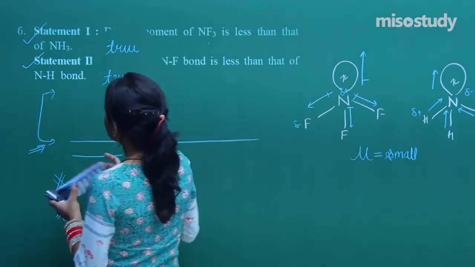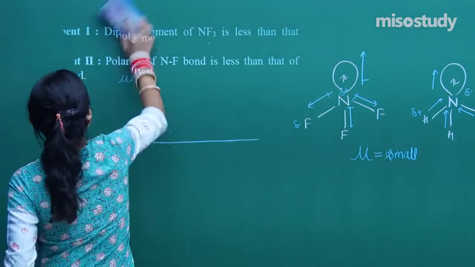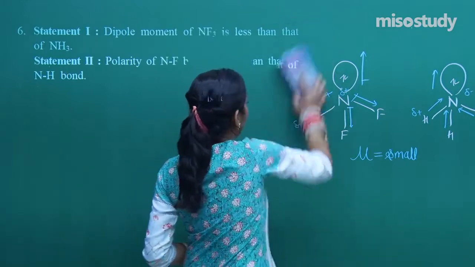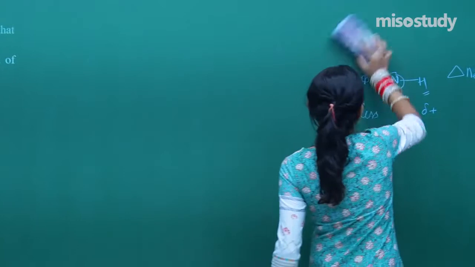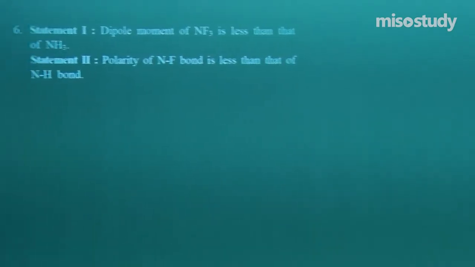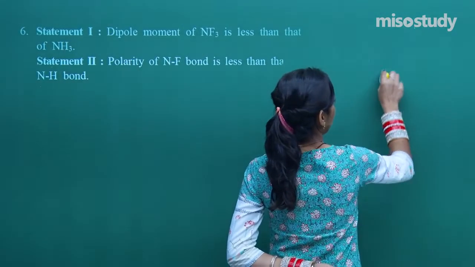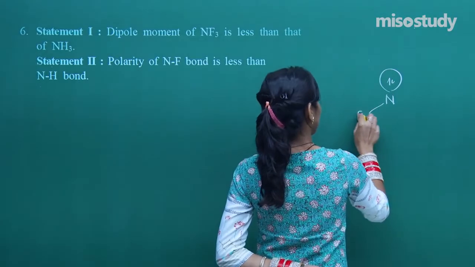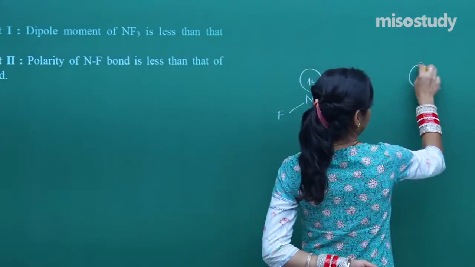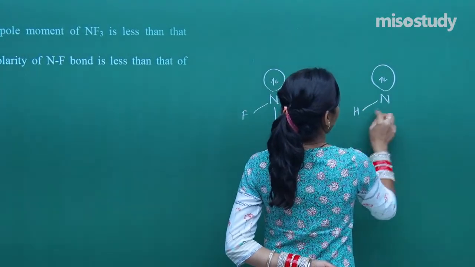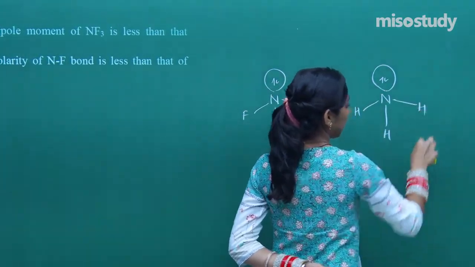So before I go on to the next question, let me clear the board. One is NF3 and the another is NH3. First of all, we need to compare the dipole moments, okay.